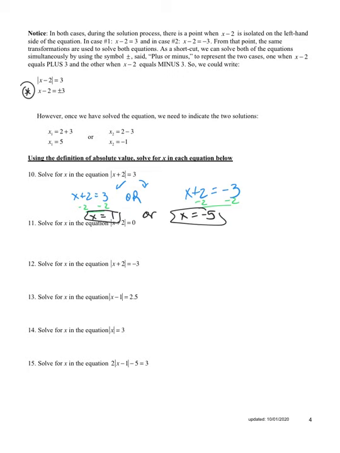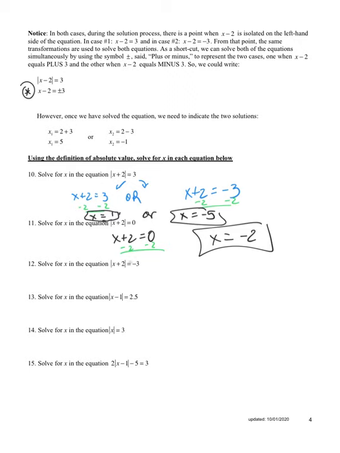Now, let's look at the next example. The next example, I have x plus 2 equals 0. Well, I can't negate 0. 0 doesn't have a sign, so I'm just going to drop the absolute value and set it equal to 0. Subtract 2 from both sides, and I get x to equal -2. That's the only solution.